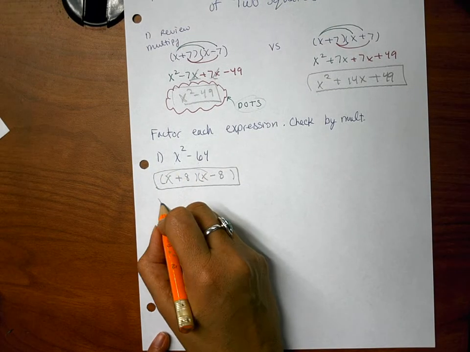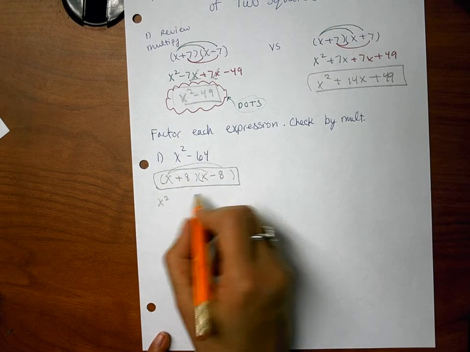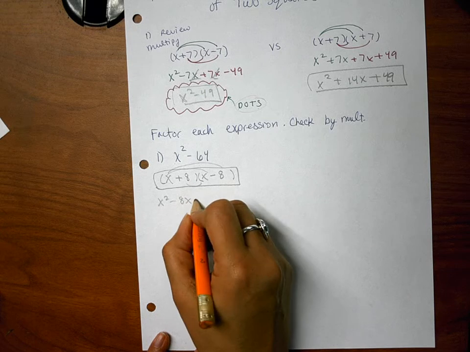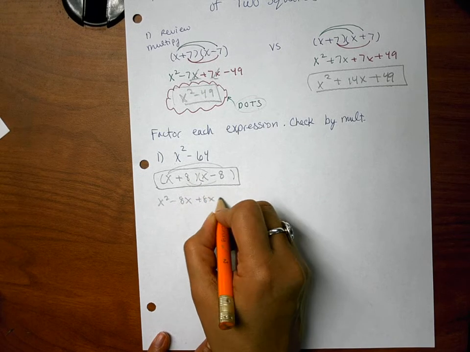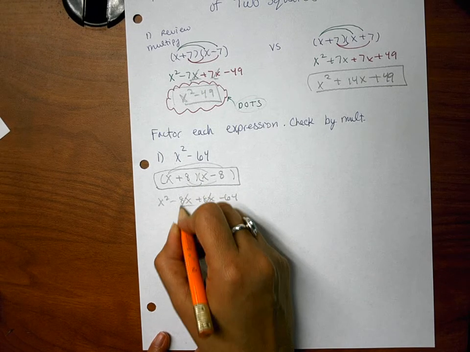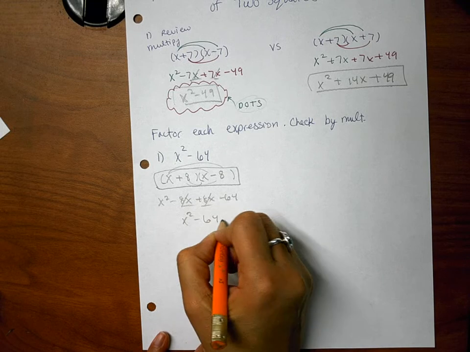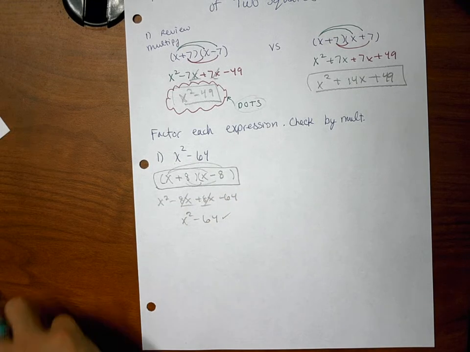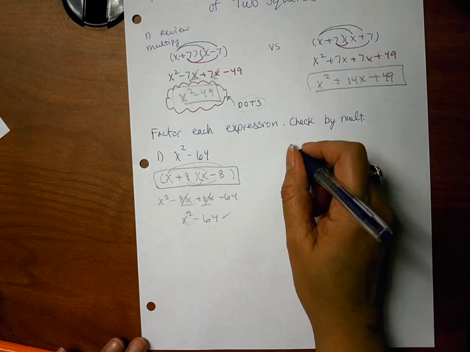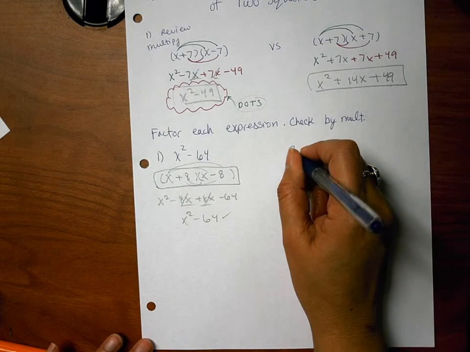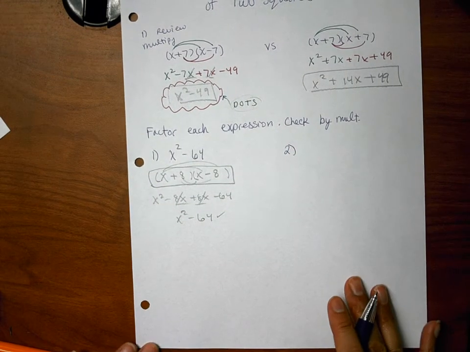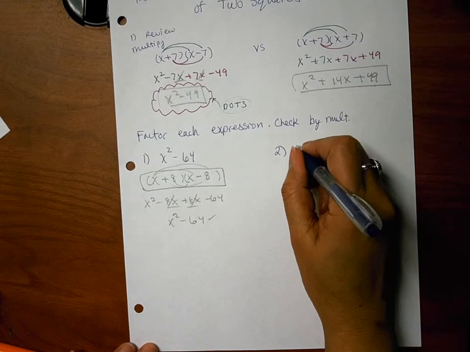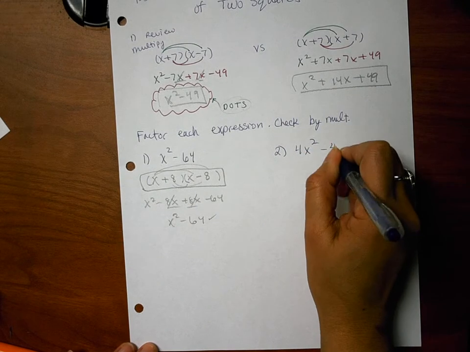It says check by multiplication. Let's check. X times x is x squared. Negative 8x. Positive 8x. Minus 64. Middle terms cancel out. X squared minus 64 is the answer, which is what we started with. So again, we are working backwards like we did with the greatest common factor problems.